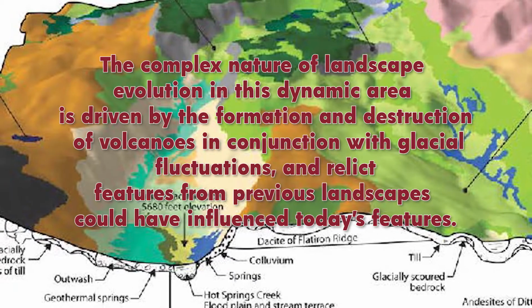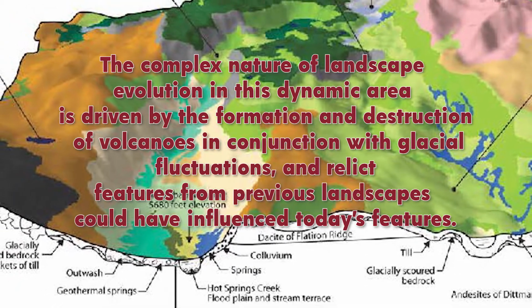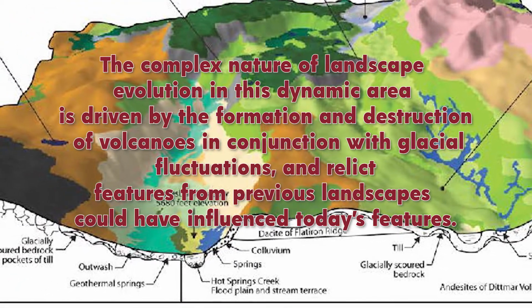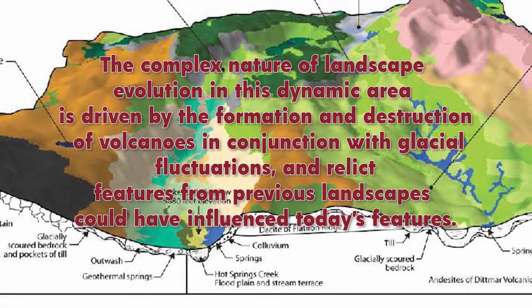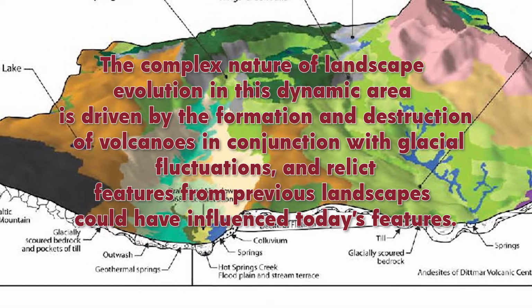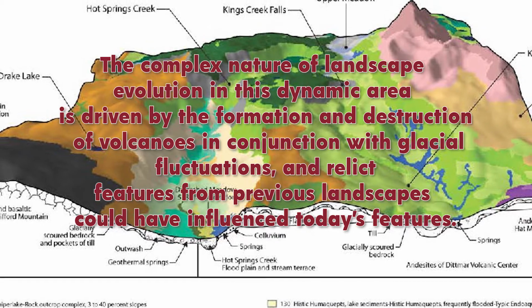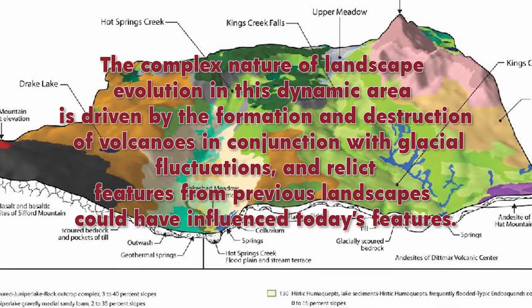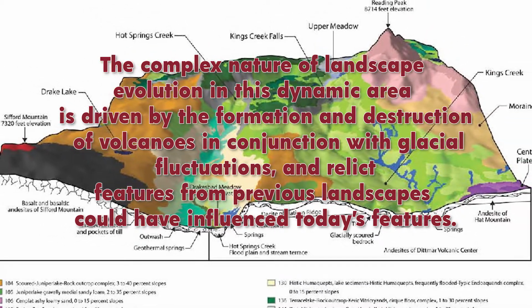The complex nature of landscape evolution in this dynamic area is driven by the formation and destruction of volcanoes in conjunction with glacial fluctuation and relict features from previous landscapes which could have influenced today's features.